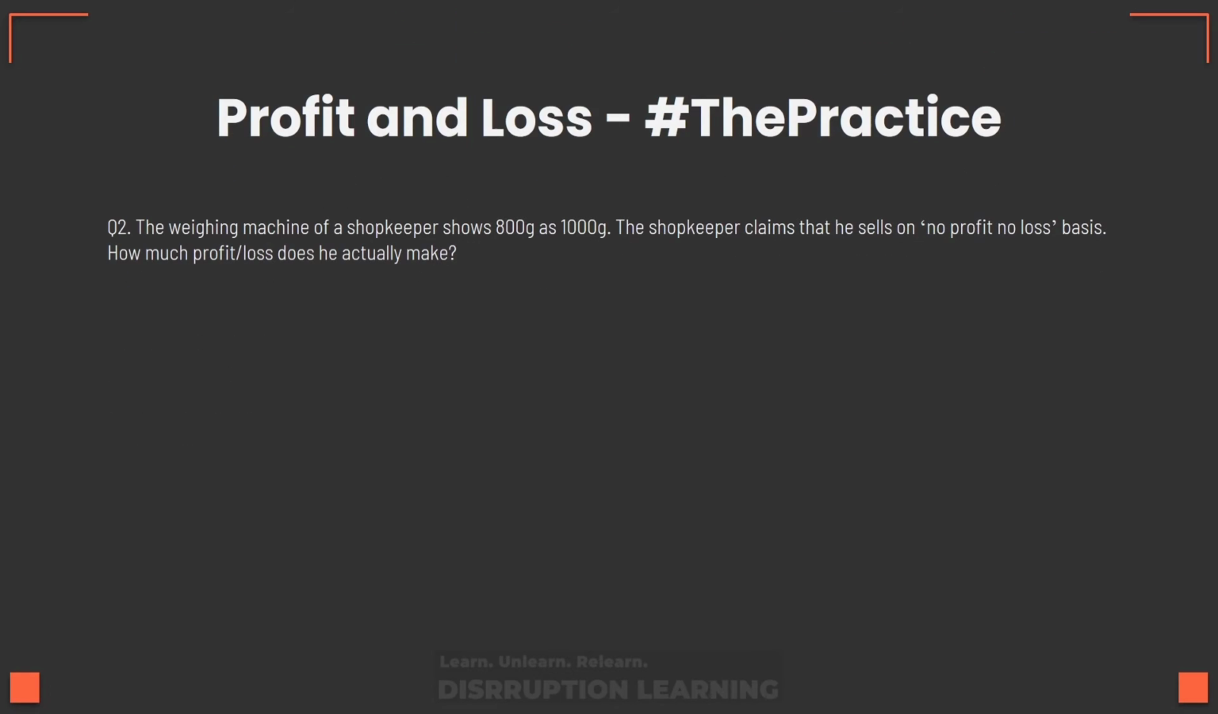The weighing machine of a shopkeeper shows 800 grams as 1000 grams. The shopkeeper claims that he sells on a no profit, no loss basis. So how much profit or loss does he actually make? Let us again assume that 1 rupee is for 1 gram. So if the customer buys 1000 grams, the customer is going to pay 1000 rupees, right?